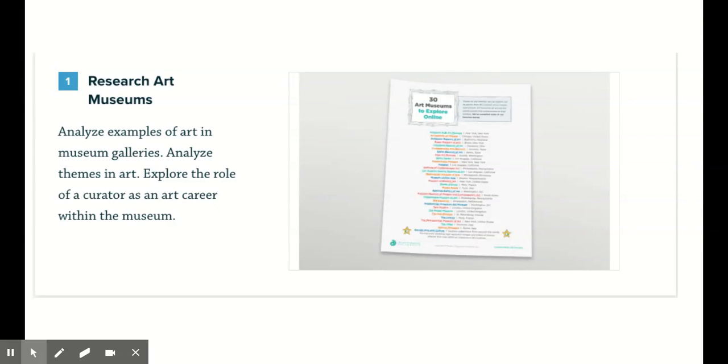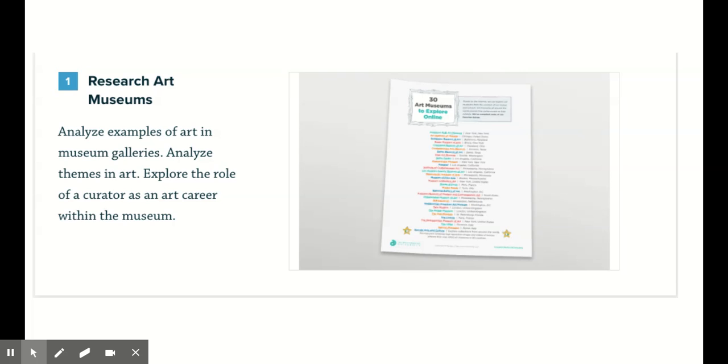So, for your next project about you, you're going to be making a museum about you. And this is a really cool one because it's sort of like one of the rooms you've done, but not quite because it's a museum. So, the first thing you're going to do is look at different museum galleries, look at different themes in arts, and explore the role of a curator as a career within an art museum.